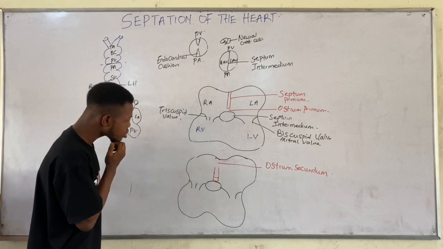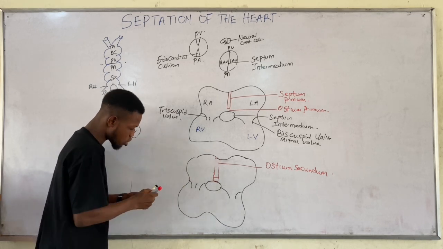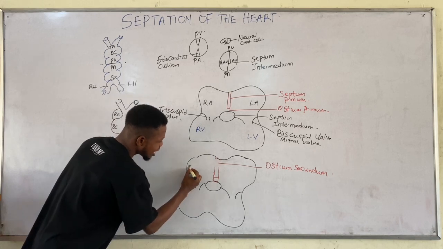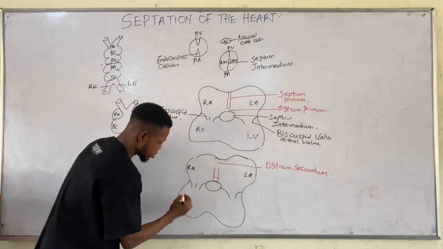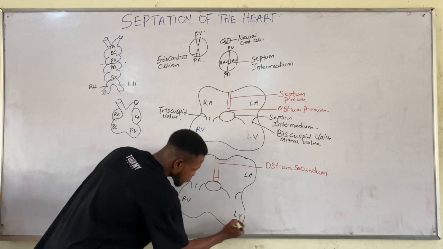Then later on, another tissue forms. Don't forget, these are the right atrium, left atrium, right ventricle, left ventricle.